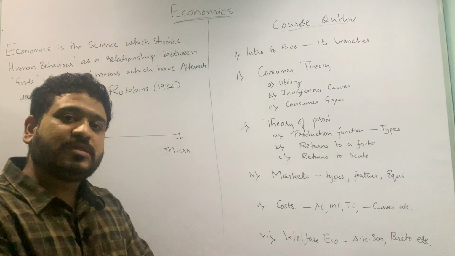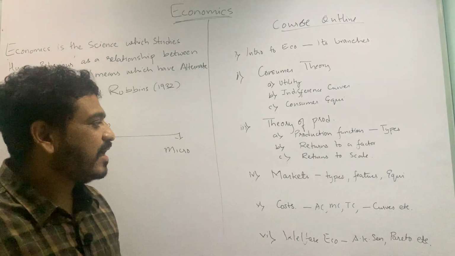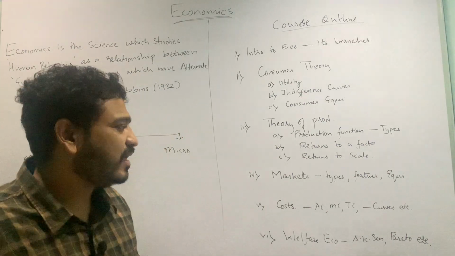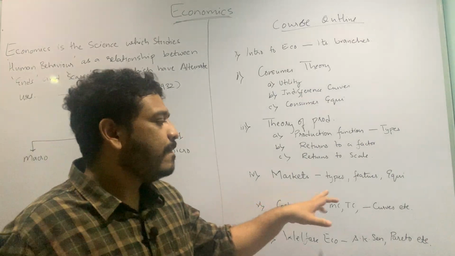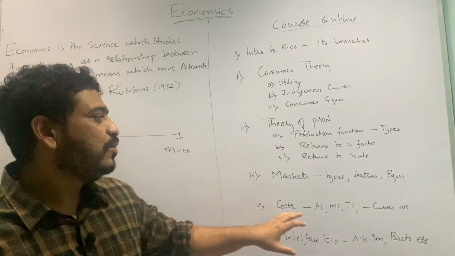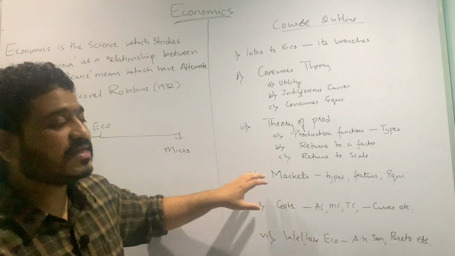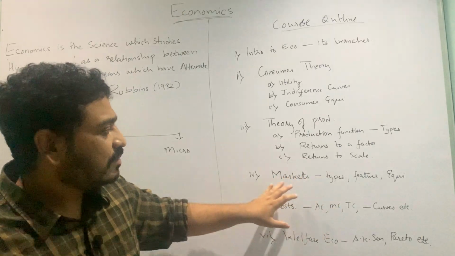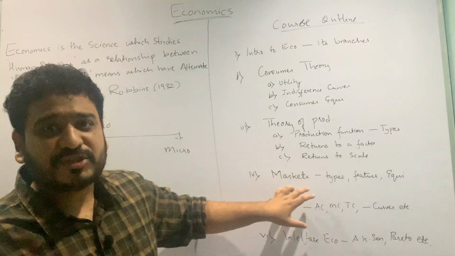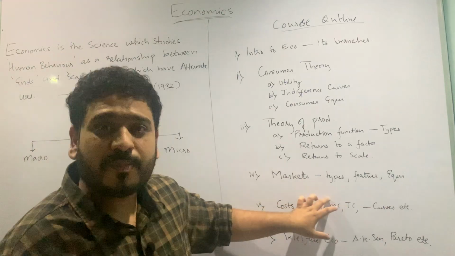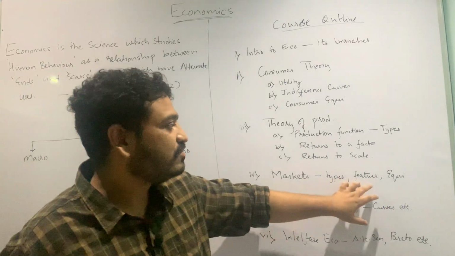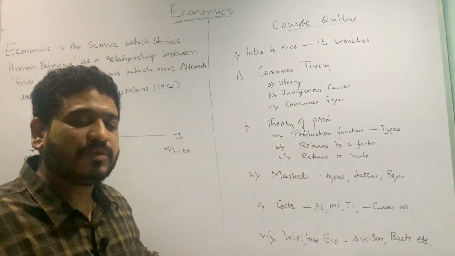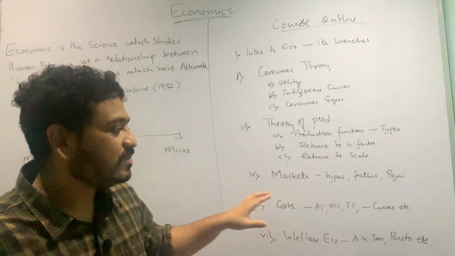Then we move towards something which is very important as far as economic analysis, that is microeconomic analysis, is concerned, that is called markets. In markets we will look at what the different types of markets are. For example, monopoly, then perfect competition, then oligopoly, duopoly, and what the different features of such markets are. Then also the equilibriums in such markets, what the short run and long run equilibriums will be, and so on.